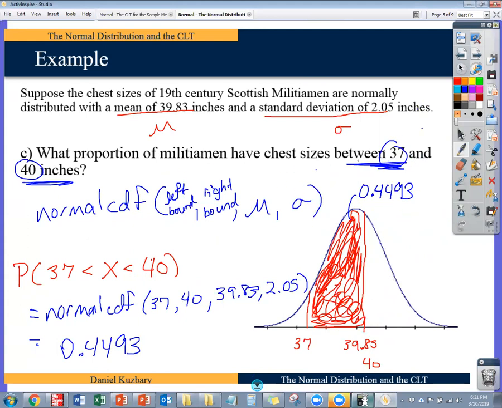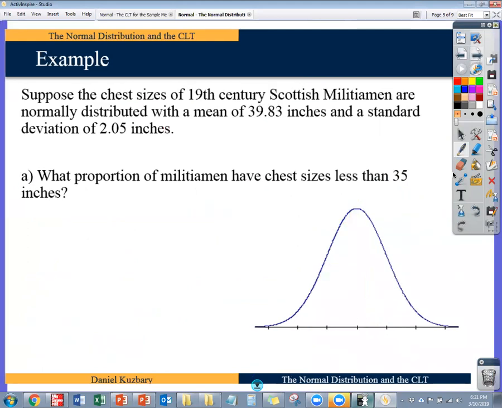So now I'm going to show you how to do the rest of these problems using your calculator. They're not all quite as straightforward as you've seen. It's a really nice function if you're looking between things. If you're not looking between things, you got to be a little more careful in what you type. So here's my distribution again. I want to find the proportion of militiamen whose chest sizes are less than 35, which means I'm going to find this blue shaded region. And I'm doing the probability that X is less than 35.